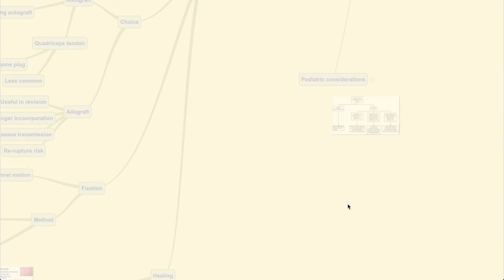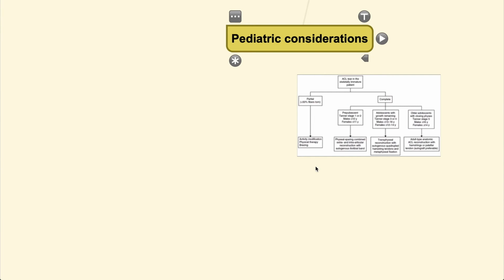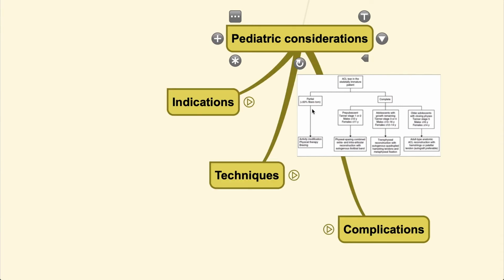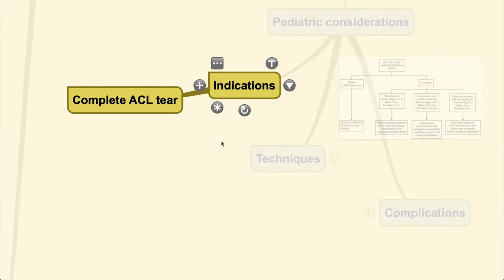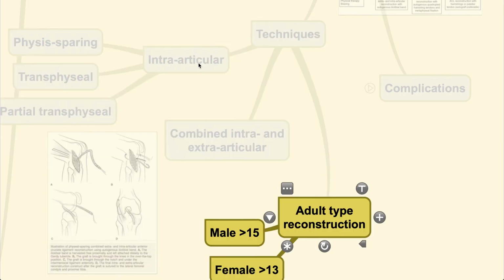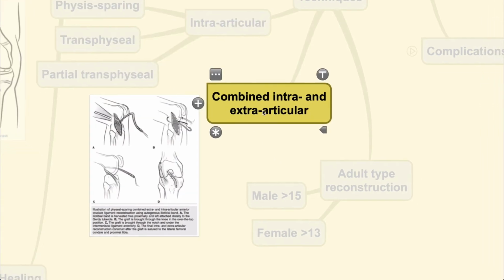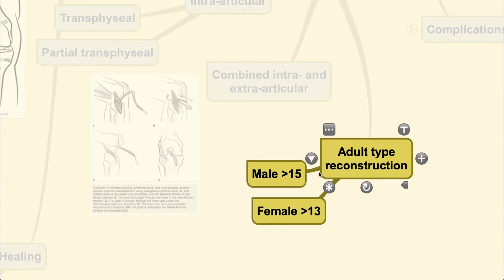And afterwards, you need to consider the last thing, which is the pediatric population. They are a very special population because they have an open growth plate, and the indication of doing this is only in complete ACL tear. There are several techniques that may be done, including the intra-articular type, which may be physis sparing, through the physis or partially through the physis, and it could also be a combined intra- and extra-articular type, or you could even do an adult type reconstruction, but only in males older than 15 or females older than 13.